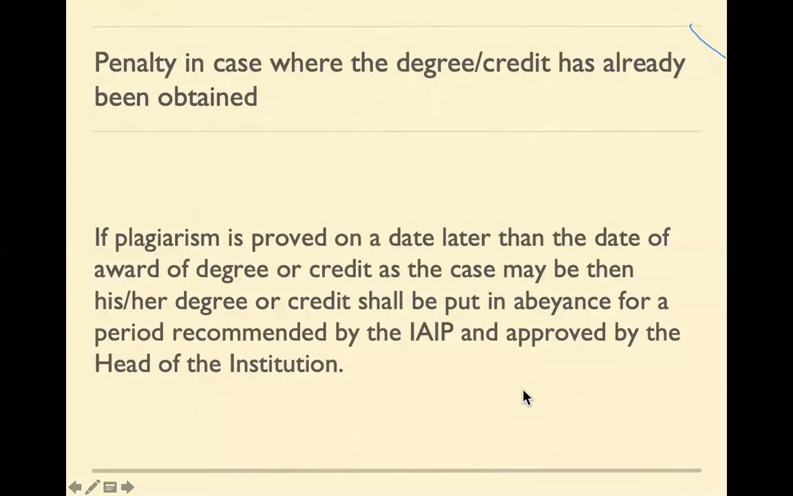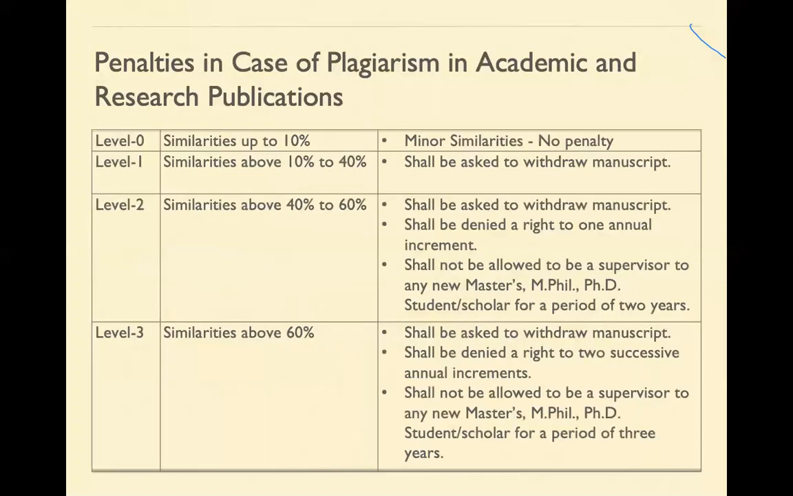And in case a degree has already been given to a student, then on the recommendation of the Institutional Academic Integrity Panel, this is a panel which looks into all allegations of plagiarism, the head of the institution may put his or her degree in abeyance for a particular period recommended by the IIP.